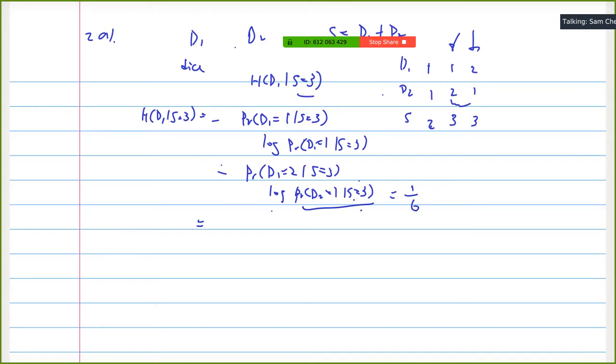Because I gave S equal to 3 as a condition. The probability of D1 equal to 1 is not 1 over 6, but it's equal to 1/2. Because knowing that S equal to 3, D1 can only take two different cases, either D1 equal to 1 or D1 equal to 2. So this probability is 1/2 here, and this also equals 1/2 here. Therefore, this is just one bit.